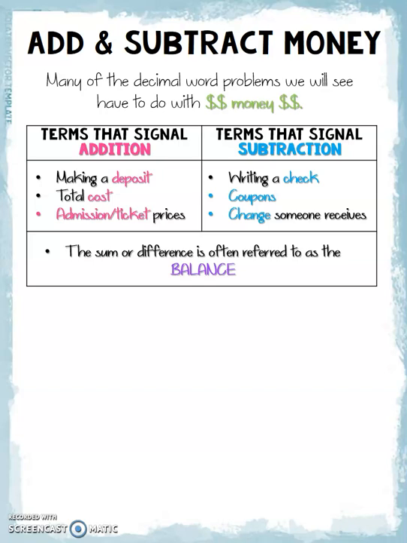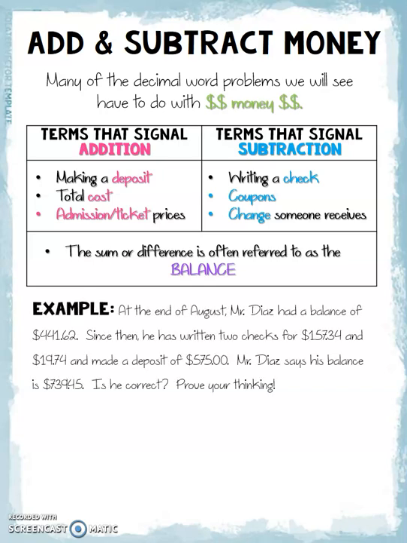So let's take a look at an example and see how we can figure this out using some of these new vocabulary terms. The example reads, at the end of August, Mr. Diaz had a balance of $441.62. Since then, he has written two checks for $157.34 and $19.74 and made a deposit of $575. Mr. Diaz says his balance is $739.45. Is he correct? Prove your thinking.